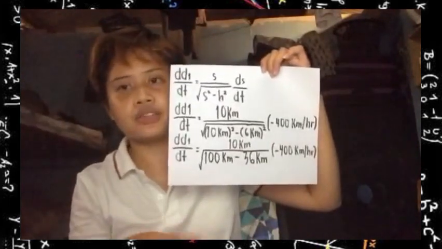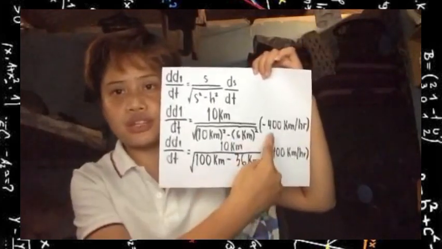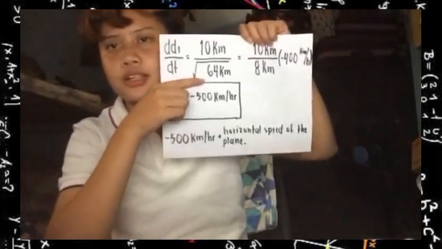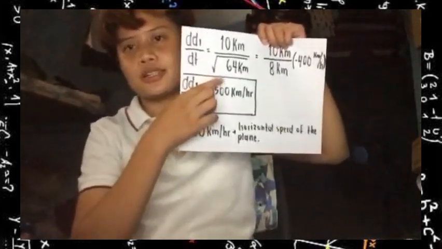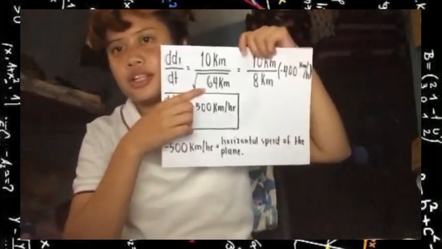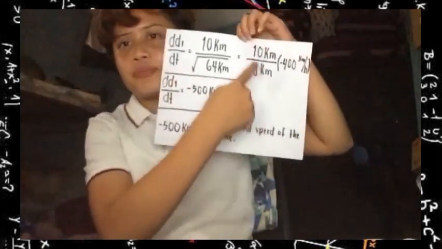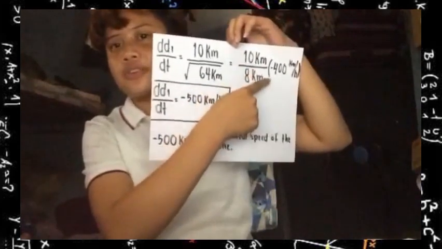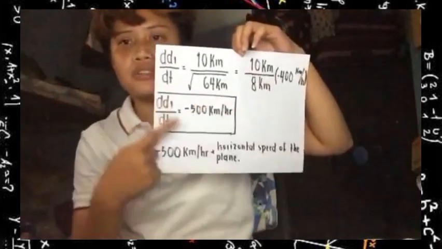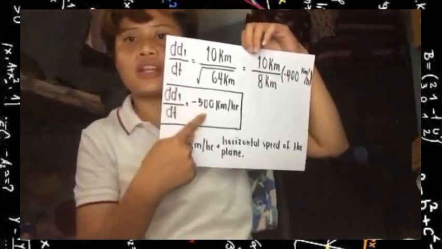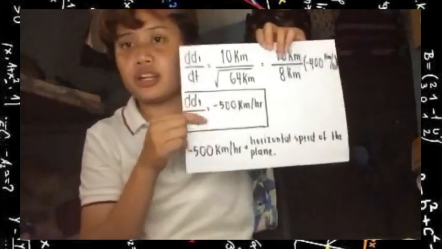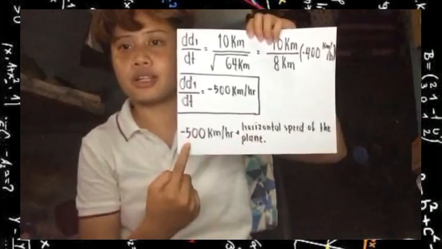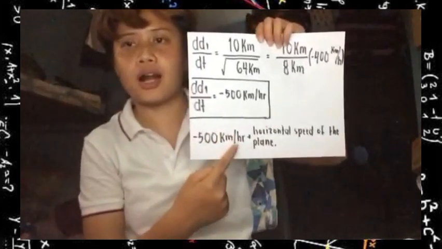And the value of ds over dt is equals to negative 400 km per hour. So here in the denominator, 100 minus 36 is equals to 64 km, and the square root of 64 is 8. So 10 km divided by 8 km times negative 400 km per hour is equivalent to negative 500 km per hour. So this is the final answer, which is the horizontal speed of the plane is negative 500 km per hour. And that's all for today's.